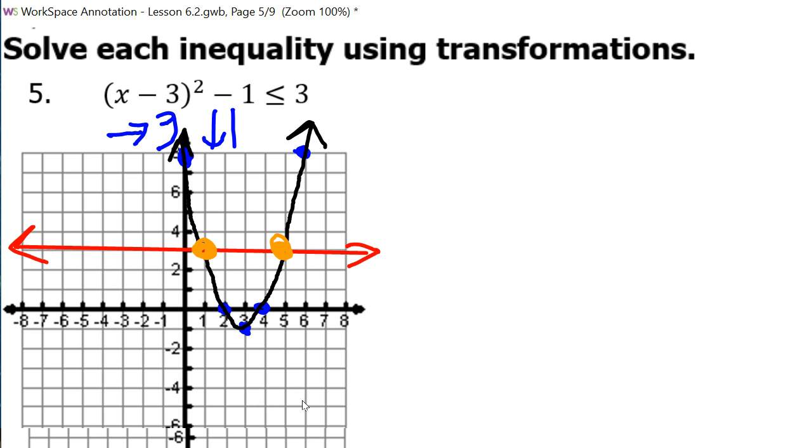Now when we write our answer, first of all, let's go ahead and do the shading. Then we'll talk about how to write our answer. So this one is not an equal sign. We have a less than or equal to. If you have a less than symbol, do you shade above the red line or below the red line? Below. So if it's a less than, you shade below.